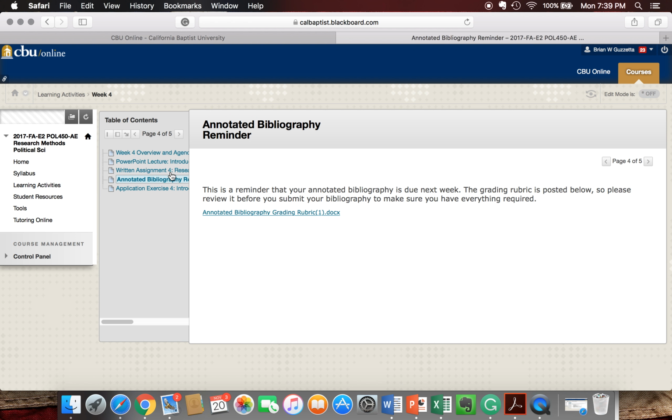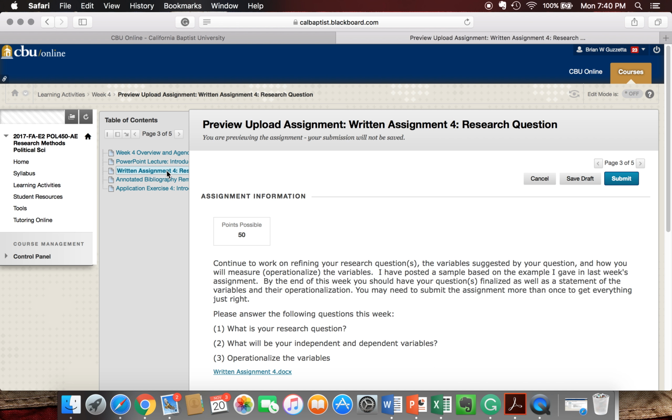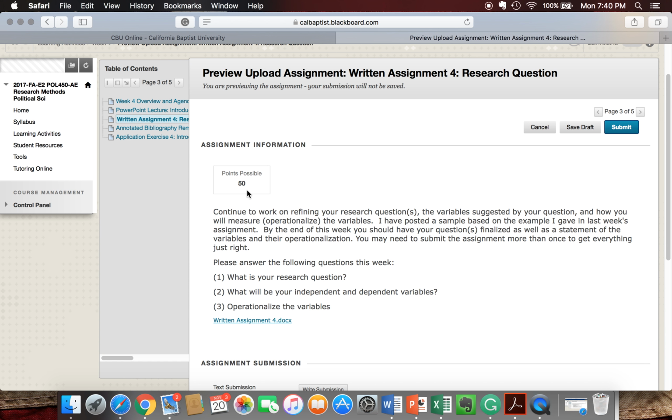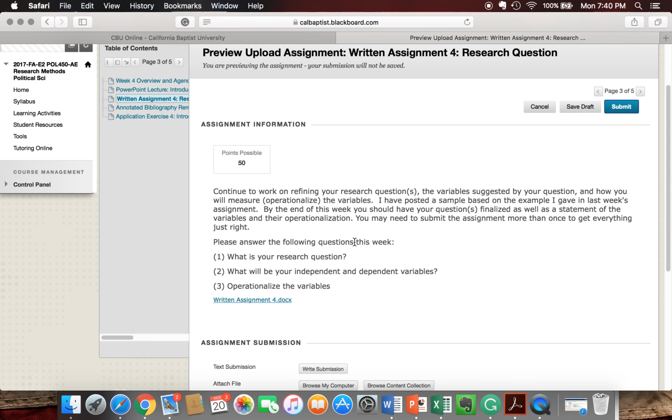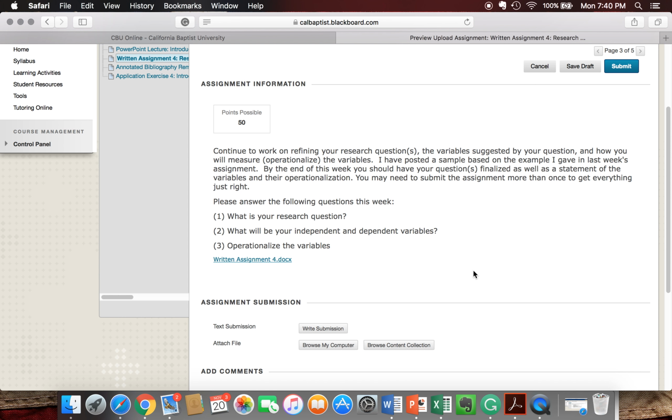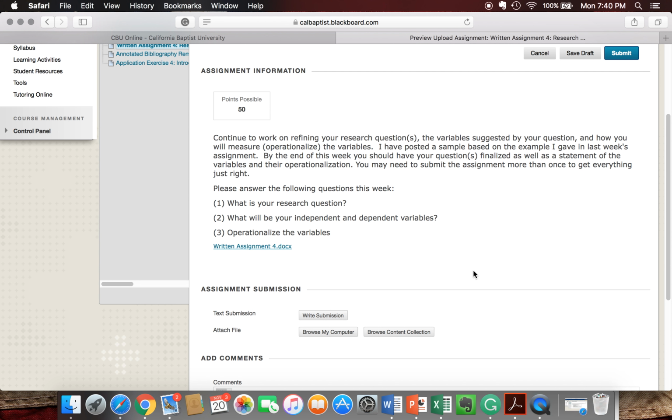So now let's look at our two deliverables this week. We have our written assignment 4. In our written assignment 4, we need our research question defined. So within our paper, there are 3 questions. The first question is, what is your research question? Then I want you to spell out what your independent and dependent variables will be, and I want you to operationalize any terms within those variables that need operationalization or need definitions.